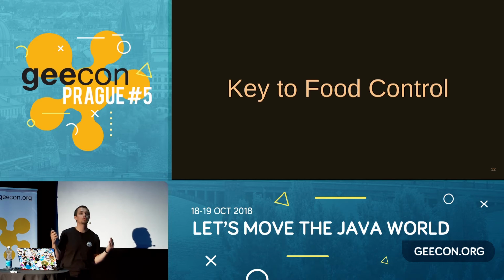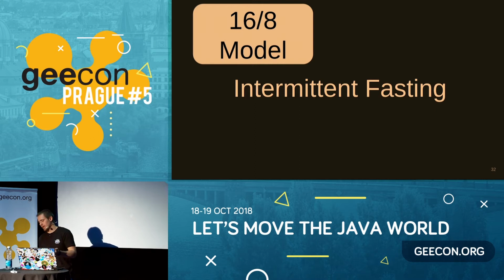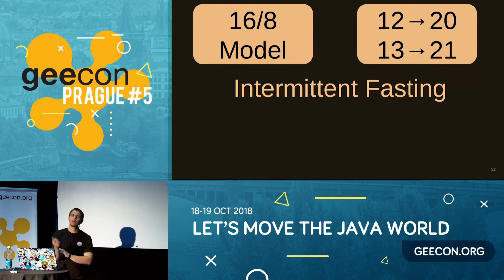But the thing is, key to food control in the first place, to moderation, is something called intermittent fasting, which you've probably heard of because it's been a new fad lately. It's something people like to follow, a thing called the 16-8 model. For example, people eat from noon to 8 p.m. or from 1 to 9 p.m. or whatever works best for you. And in the middle they don't eat.